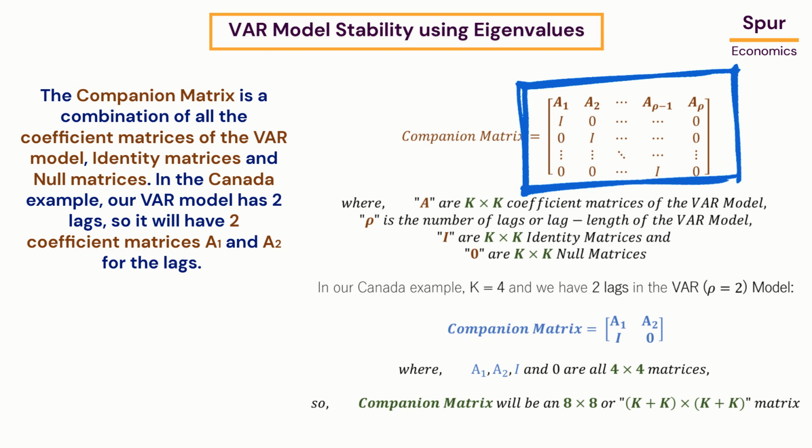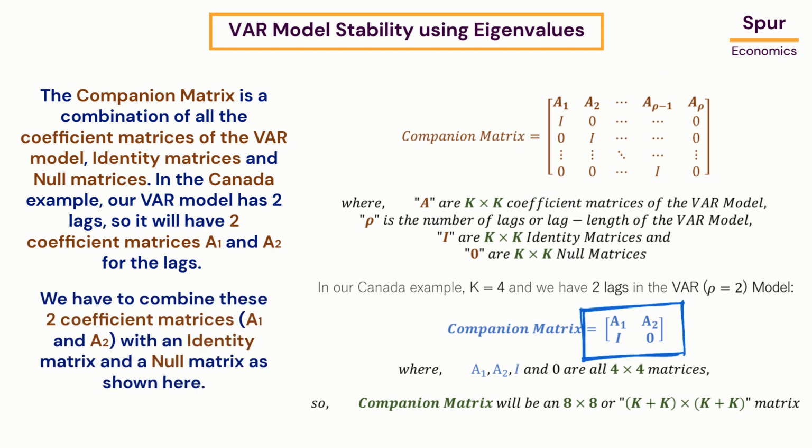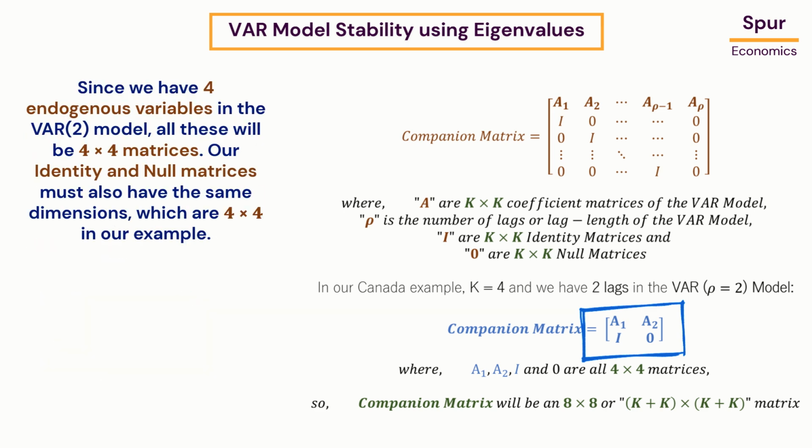In the Canada example, our VAR model has two lags, so it will have two coefficient matrices A1 and A2 for the lags. We have to combine these two coefficient matrices with an identity matrix and a null matrix as shown here. Since we have 4 endogenous variables in the VAR2 model, all these will be 4 by 4 matrices. Our identity and null matrices must also have the same dimensions, which are 4 by 4 in our example.